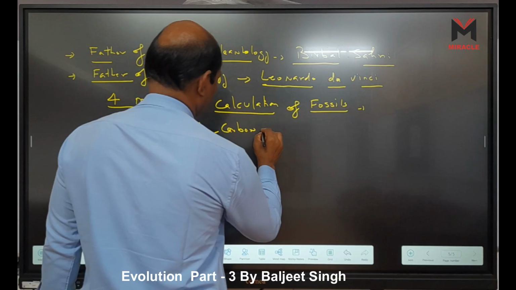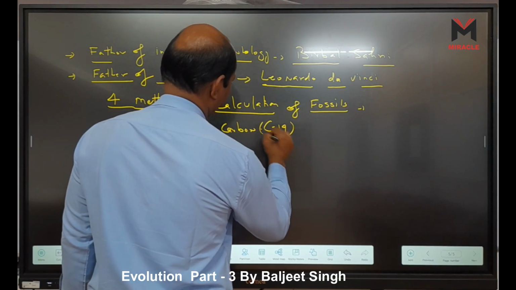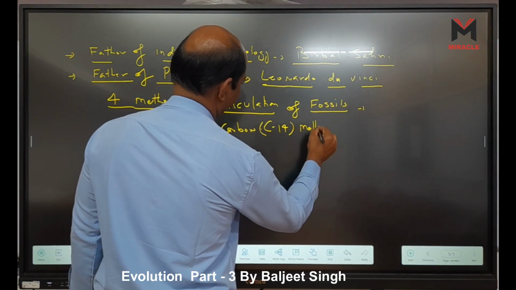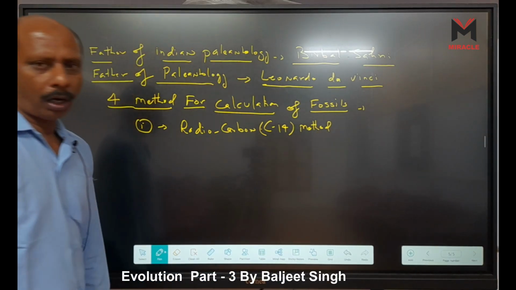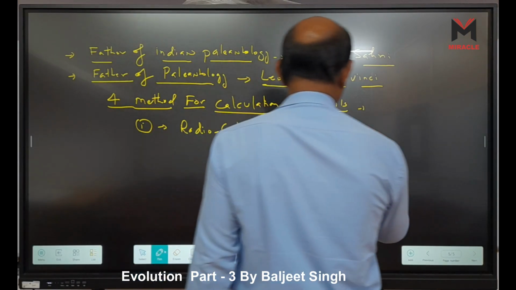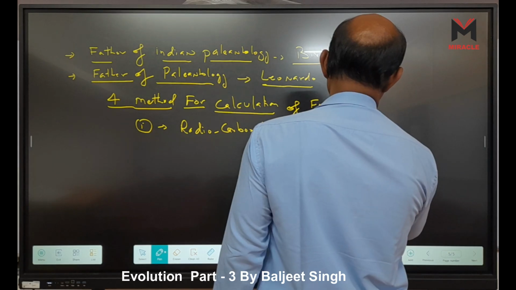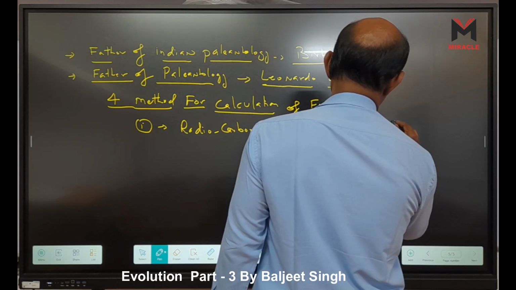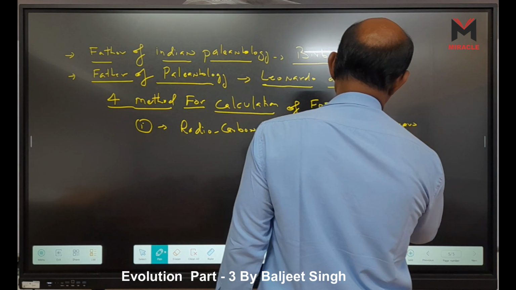That is our C14 method, the radiocarbon method, by calculating its half-life period. Half-life period means it is 5730 years. I already told you, right?